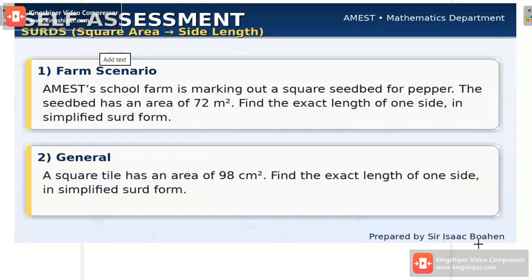And the second one is also a general question, which says that a square tile has an area of 98 centimeters squared. Find the exact length of one side in simplified surd form.